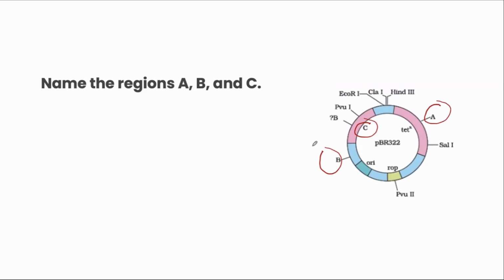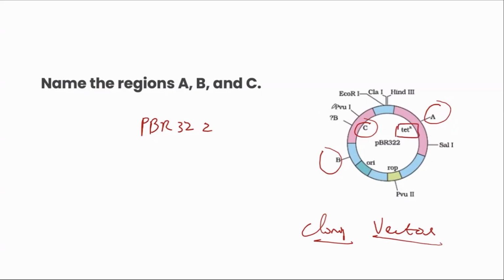This is the plasmid that we were learning, pBR322, where there was double selection, I hope you remember, ampicillin and tetracycline. In this question, we need to label that. This is a vector, a cloning vector. So we know that there are two types of resistance. One is tetracycline, which is already marked here, and C. They are asking what is C. C must be the ampicillin. It is ampicillin resistant.